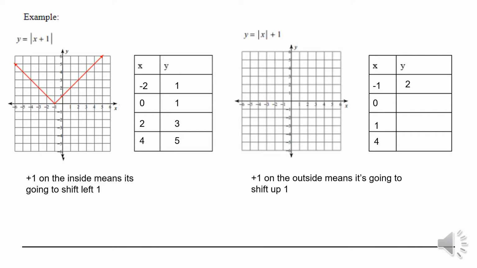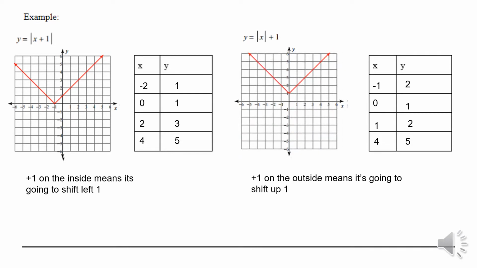So when I plug in -1, I get the absolute value of -1 plus 1. The absolute value of -1 is 1. So 1 plus 1 is 2. When I plug in 0, I just get 1. When I plug in 1, I again get 2. And when I plug in 4, I get 5. After plotting those points, the graph indeed did move up 1.